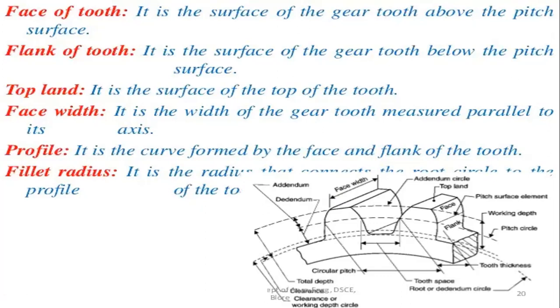Next one is the top land. It is the surface of the top of the tooth, taken as the topmost surface of the tooth. And next one, face width. It is the width of the gear tooth, which is measured parallel to the axis. So that is called face width.